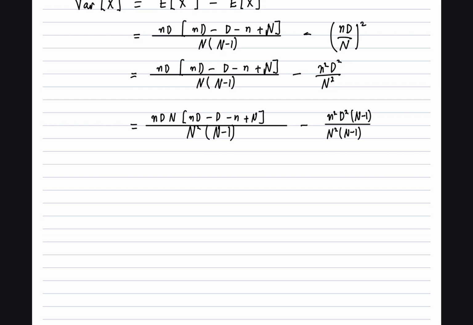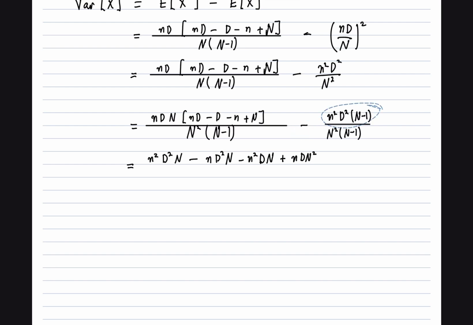Slowly. What I will do is expand this top fraction here. When I expand this top fraction, I get nDN times nD. That gives me n squared D squared N. Then for the second term, I'm going to get nDN times D. That gives me nD squared N. The next term is that three-factor expression times N. That gives me minus n squared DN. And finally, the final term times the final term just gives me plus nDN squared.